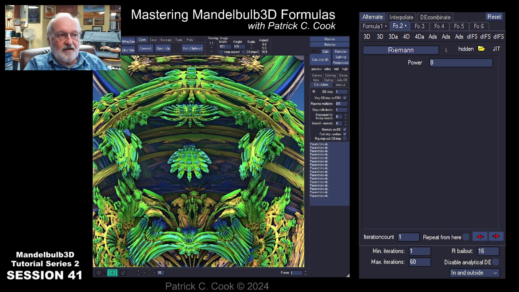It's okay. I mean, I can improve this. I can go in here. You see this area right here? It's kind of falling apart. All right. Well, I could get up in here and I could modify the ray step multiplier, and I could modify the DE stop, and I could probably improve that. A lot of discussion about improving quality in tutorial series number 1. That's not what we're here for. We're talking formulas here. But I could improve that.